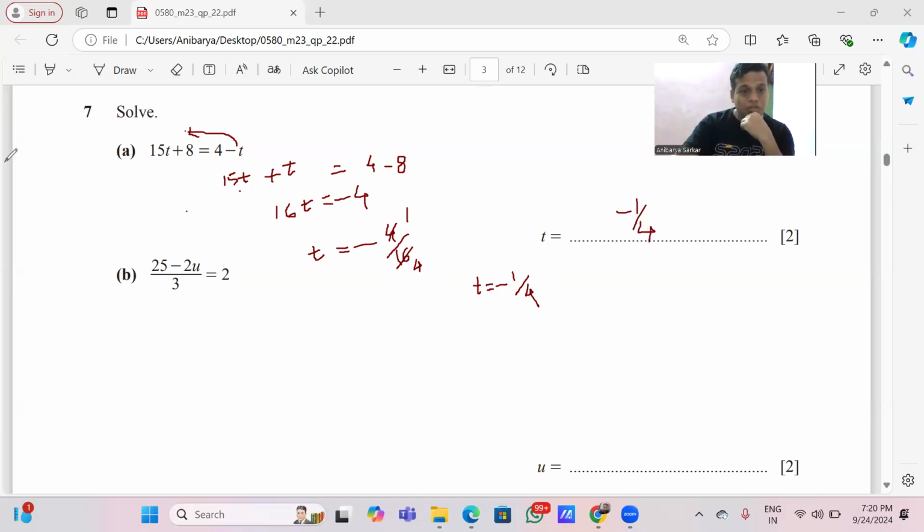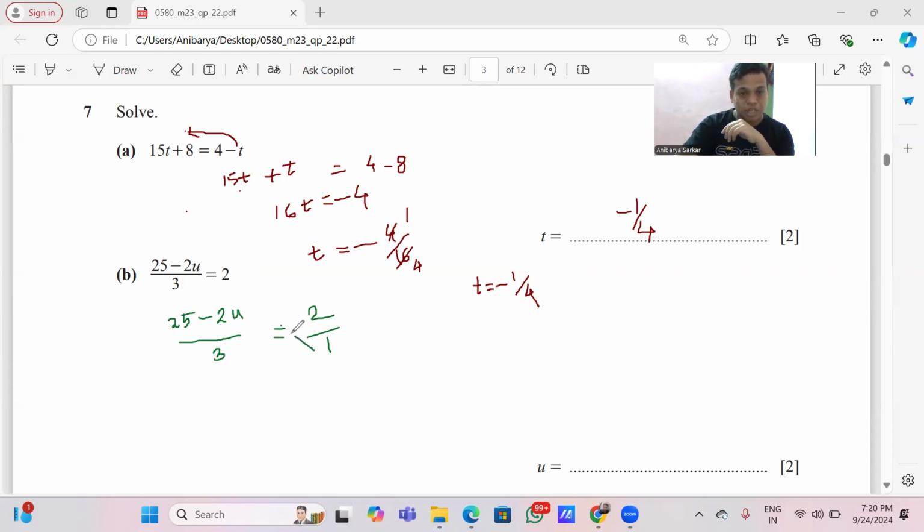Now we will solve next question. The next question is same. 2 equals 25 minus 2u by 3. So I'm writing here 25 minus 2u divided by 3, and 2 we can write as 2 by 1. Now cross multiply.